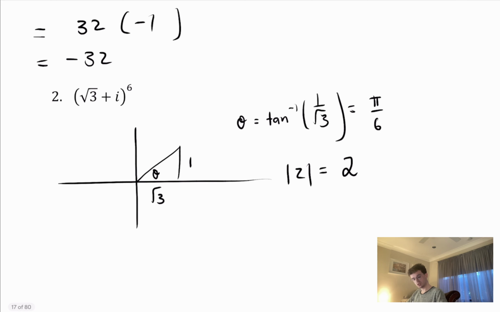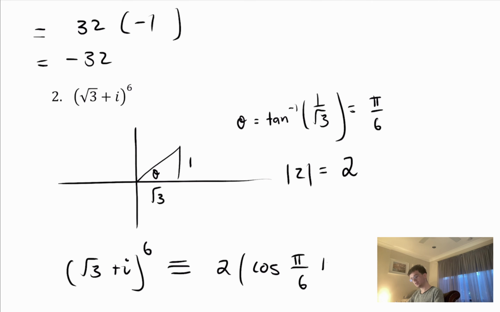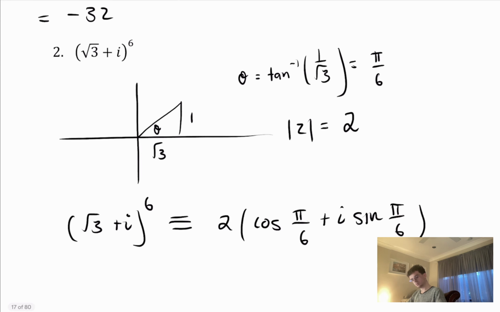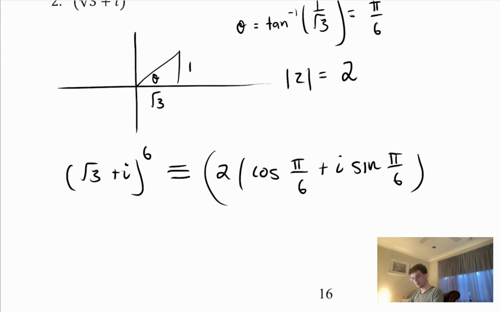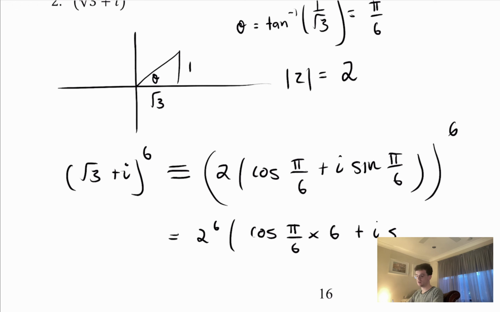So our original question, root 3 plus i to the power of 6, is the same as 2 cos pi on 6 plus i sine pi on 6. And if we raise that to the power of 6, we've got 2 to the power of 6 outside of cos of pi on 6 times 6 plus i sine of pi on 6 times 6.